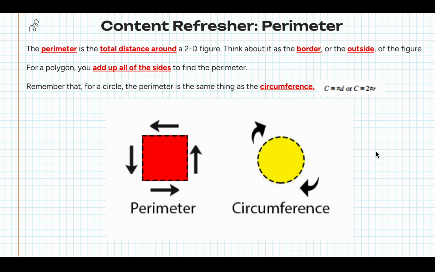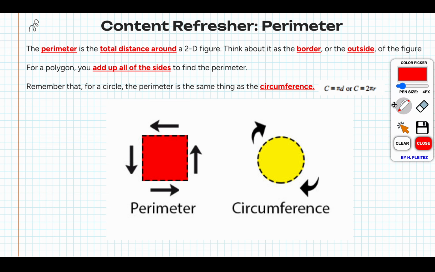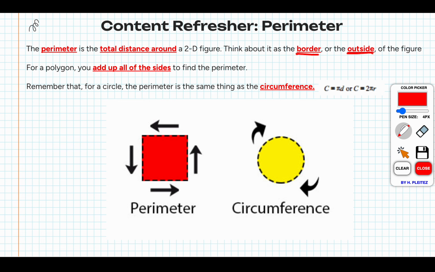Now, for more of our content refresher, we also have perimeter of our figures, and the perimeter is the total distance around a 2D figure. So you want to think about this as the border or as the outside of the figure. Now, for a polygon, we add up all of the sides to find our perimeter. So if you have a rectangle or a square, you add all of the sides up, and that's great.